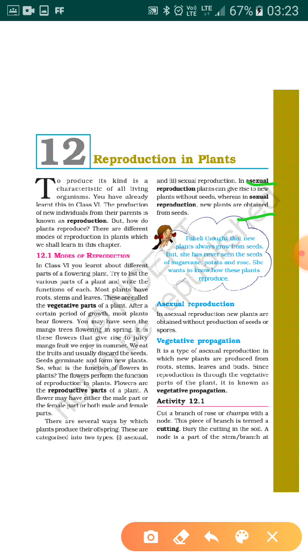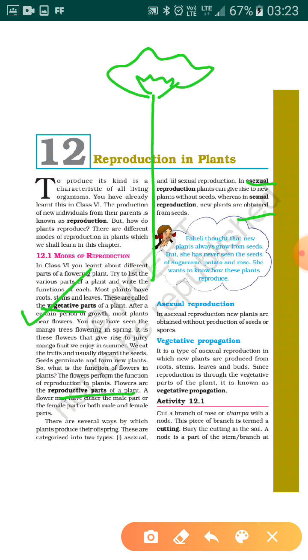Before that, you must know about the reproductive and vegetative parts of the plant. If you see a plant, all the parts of the plant except the flower are called vegetative parts. So what are the vegetative parts? Like stem, root, leaves. All these are vegetative parts, and the reproductive part is the flower. The flower is said to be the reproductive or sexual part of the plant.